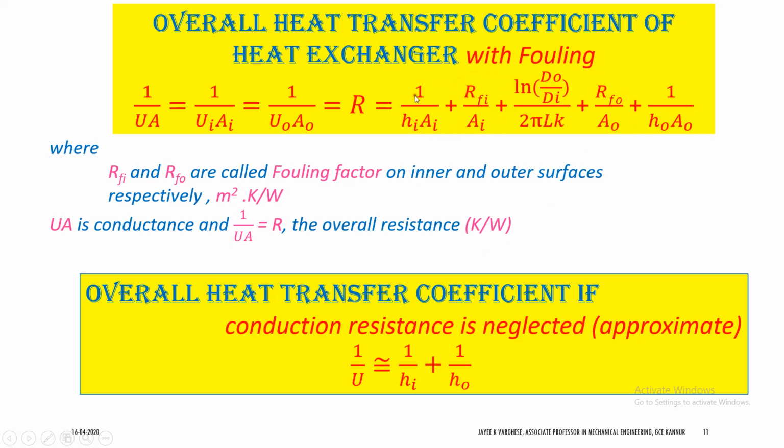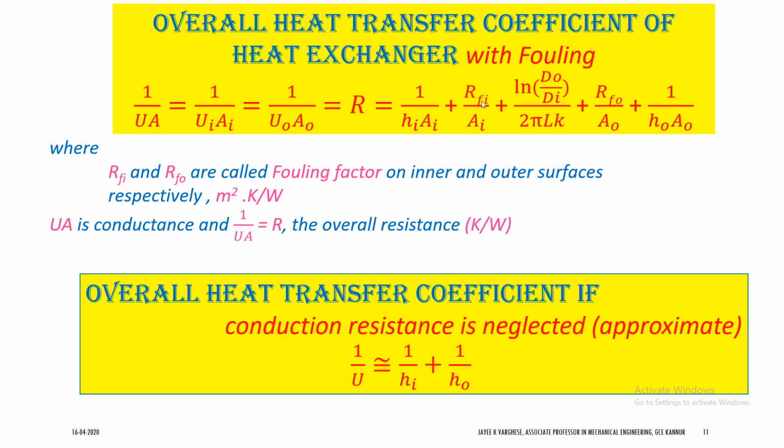1 by hi A was already there in the equation. Then this is the fouling factor for the inner surface. So R_fi divided by A_i, where A_i is the inside area, 2 pi r_i L. R_fi can be taken from the data book or any suitable data available, either in a textbook or data book. For exams, you have to use a data book.